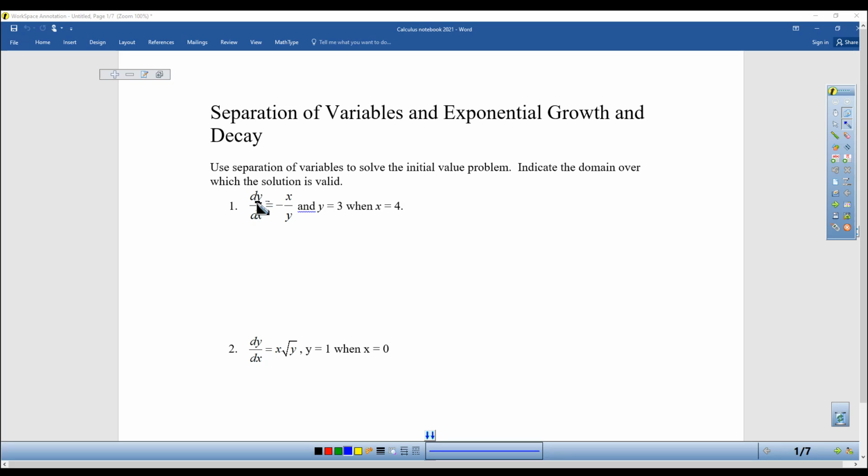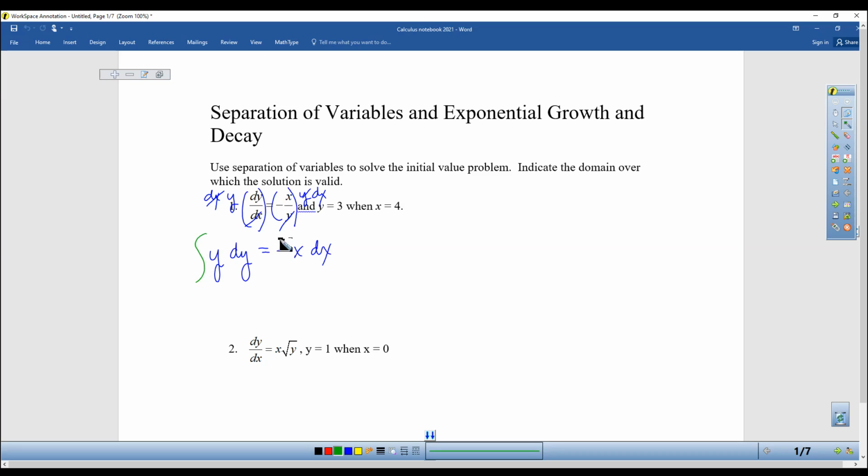So on this first one, it says dy dx is equal to negative x over y. So what I'm going to do is multiply both sides by y to put the y with the dy, and multiply both sides by dx to put the dx with the x. So now these y's cancel, and these dx's cancel, and I get y dy is equal to negative x dx.